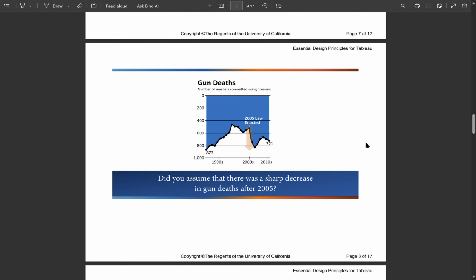This chart shows gun deaths related to a 2005 law that was enacted, where gun owners were allowed to carry or shoot someone if the gun owner feels that deadly force was needed. From what you see, because this law was enacted, the number of gun deaths has sharply decreased since 2005, and then it increased. Is this the correct conclusion we can draw from this graph? That's the question we have.